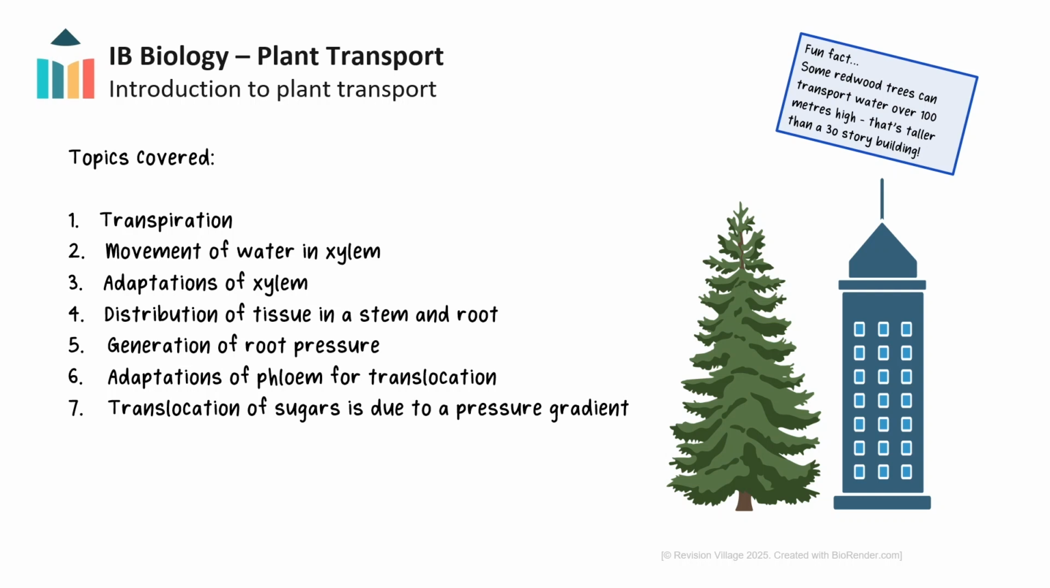In this video, we'll explore the key concept of transport in plants, which allows them to grow as high as 100 meters. These are topics of the standard level and higher level IB biology syllabus. We will review transpiration, the structural adaptations of xylem vessels, the distribution of tissues in a dicot stem and root. And for higher content, we will go over how root pressure contributes to water movement and how the phloem is adapted for translocation. Finally, we'll review how sugars move through the phloem in a process called translocation.